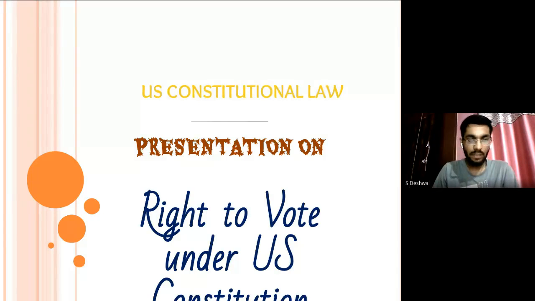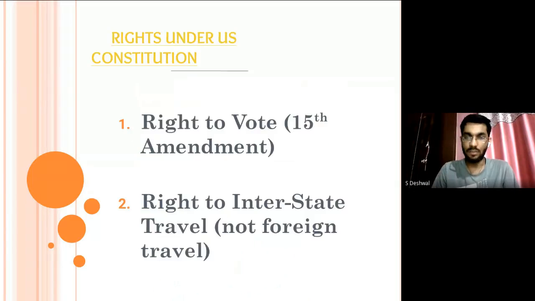So now we are moving further to this right to vote under the United States Constitution. I would request you to take down a few basic notes under this right to vote under the United States Constitution. So please write down the heading: right to vote under United States Constitution. So there are two topics. One, we will be talking about this right to vote, and we will be talking about this right to interstate travel in the United States. So the first topic is this right to vote under the United States Constitution.